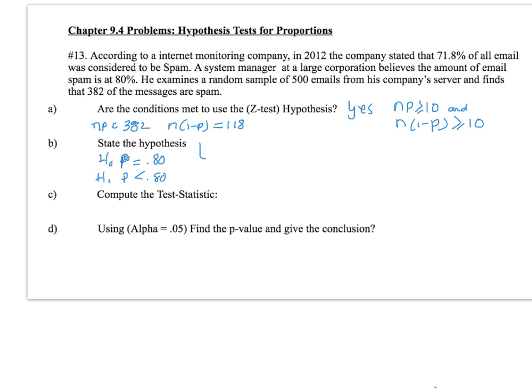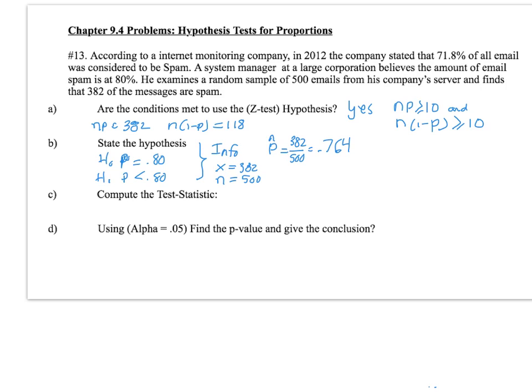So here's our information that we have. X is equal to 382. N is equal to 500. P hat is equal to 382 divided by 500. And this is approximately equal to 0.764.